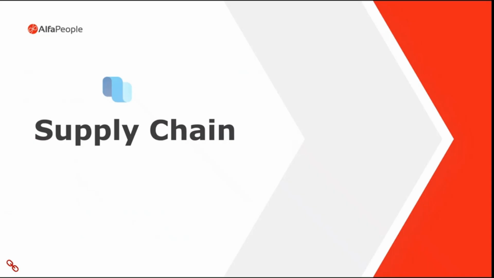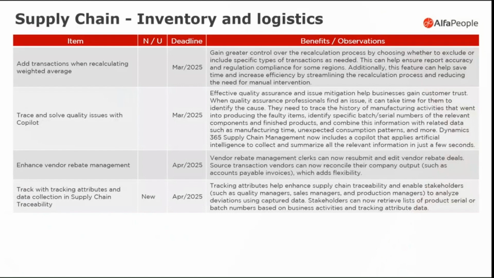Let's shift focus now to supply chain management. This next set of updates brings improvements to transaction handling, process efficiency, and overall visibility across the supply chain. So let's take a look at the key highlights, starting with how transactions are managed. Let's explore three key updates on supply chain management that improve accuracy, traceability, and efficiency.